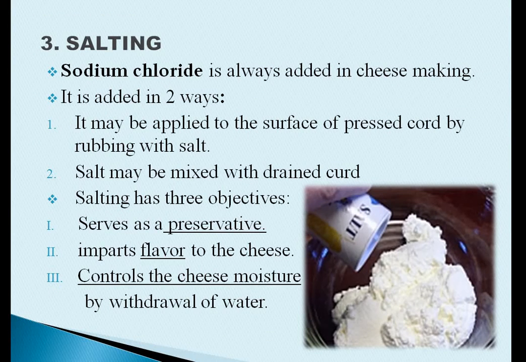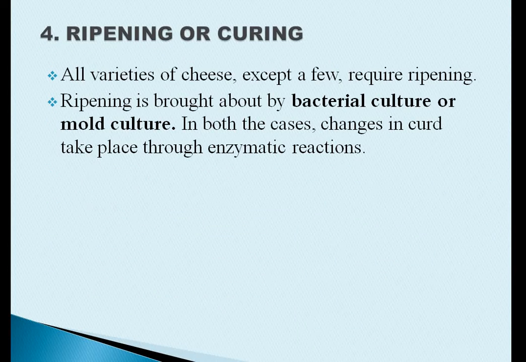The next is the salting. Sodium chloride is always added in cheese making. It is added in two ways. It may be applied to the surface of the pressed curd by rubbing with salt, or salt may be mixed with the drained curd. Salting has three objectives. It serves as a preservative, imparts flavor to the cheese, and controls the cheese moisture by withdrawal of water.